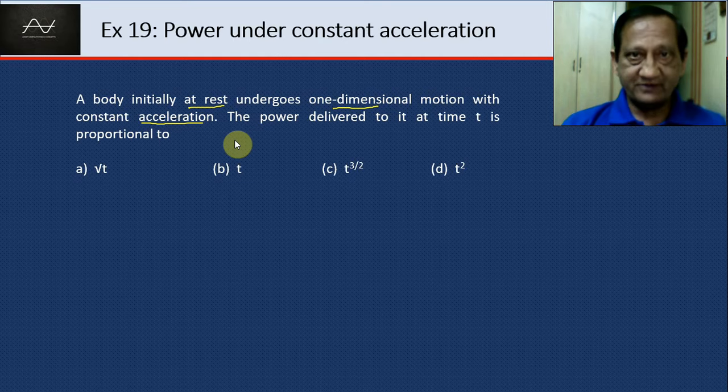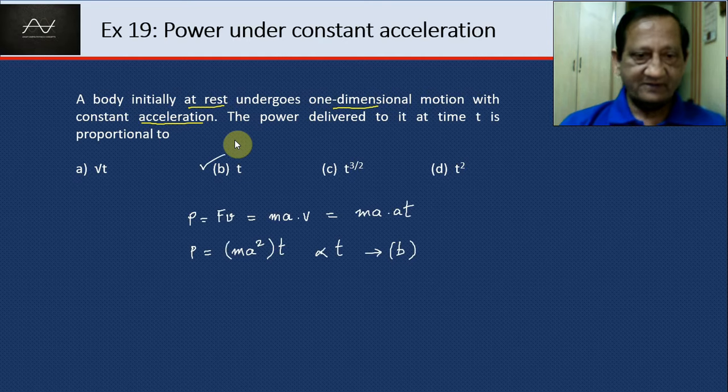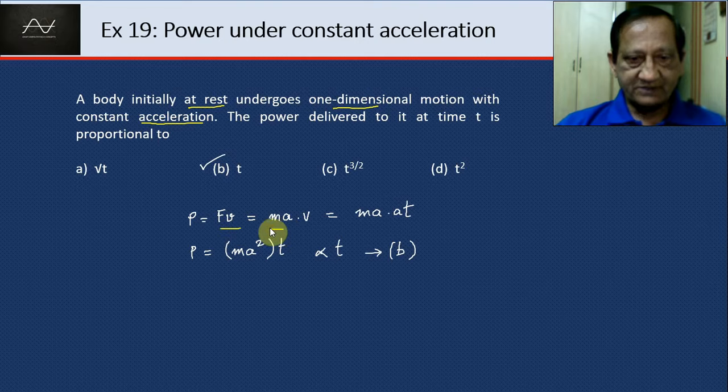Pause the video, try it yourself. Alright, power is force into velocity. Force is mass into acceleration. And since it is starting from rest, the velocity at any time is at. So power is m a squared t. Mass is constant, a is constant. So that means it is proportional to t, option B.